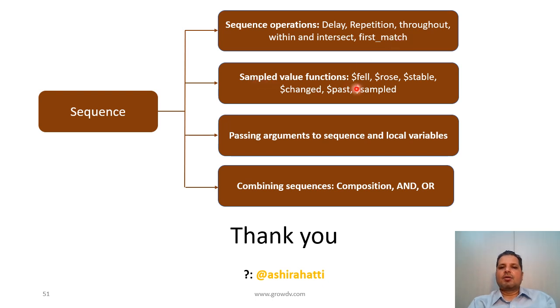And then we looked at the sampled value functions and how they can be utilized, and how they are useful in both the sequence properties as well as in the behavioral code. We have looked at how to pass arguments to sequence, and how to use the local variables within the sequence. And we have done the combining of sequences to create more complex sequences through composition, where concatenations, and then using and, or. So we have done the complex sequence creation, and we have briefly looked at how the debugging of the sequences can be assisted by attaching subroutines to it.